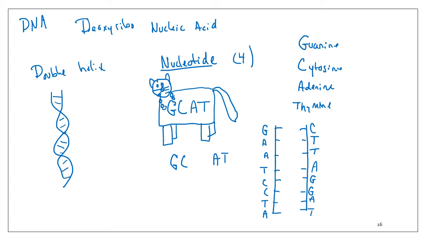G to C, A to T, all that stuff. So let's talk about the other version of genetic information called RNA. Now, RNA is a lot like DNA, but it's called ribonucleic acid.